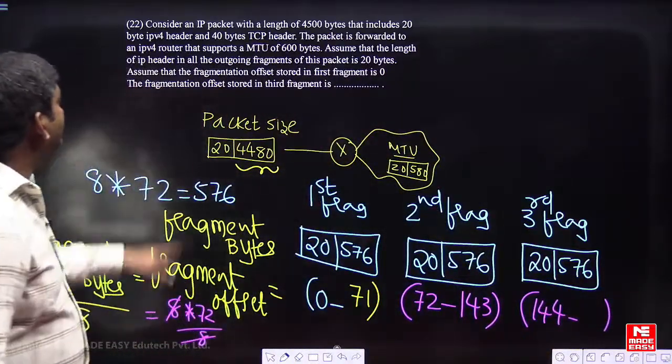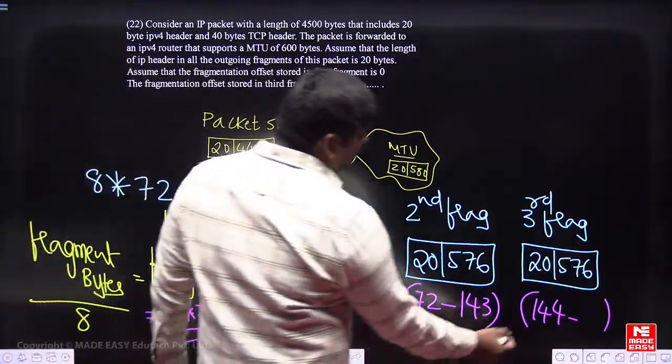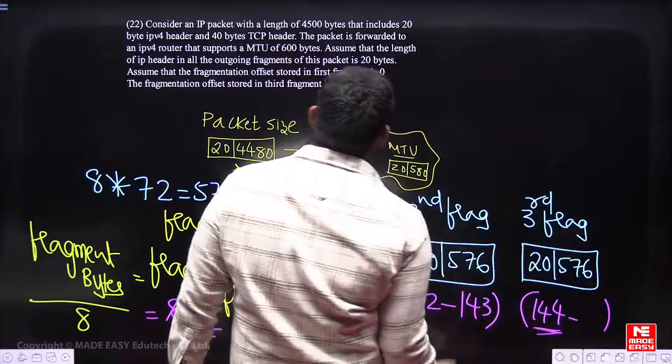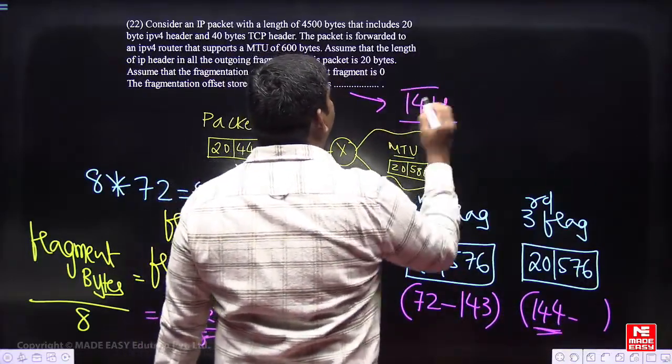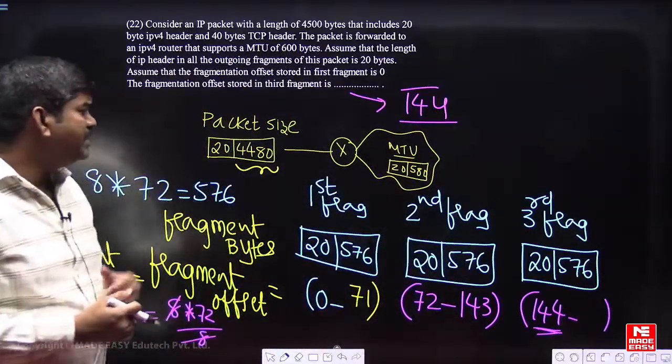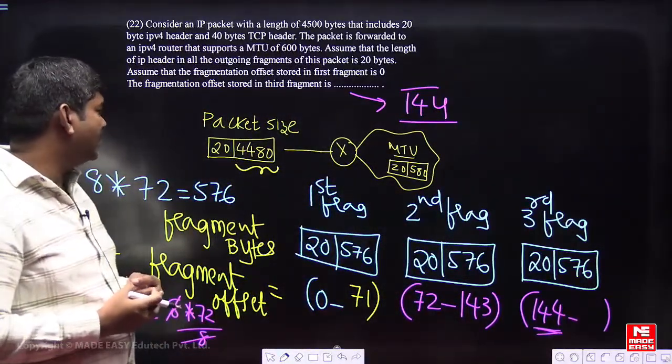Anyway, now you see the fragment offset stored in the third fragment. See the third fragment, what is the value? So 144. So here the answer is 144. Anyway, some of the students are asking this question.